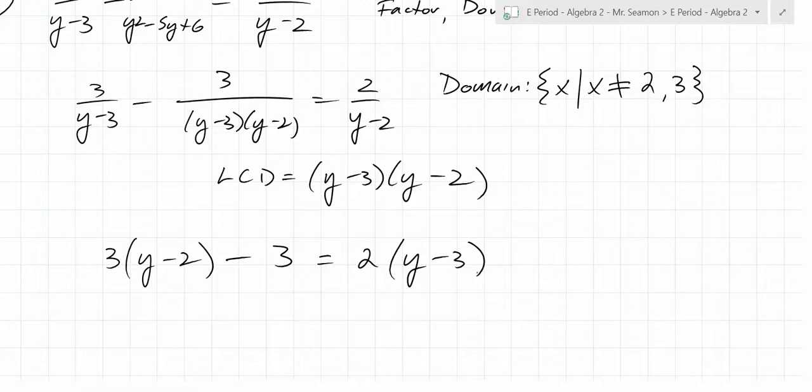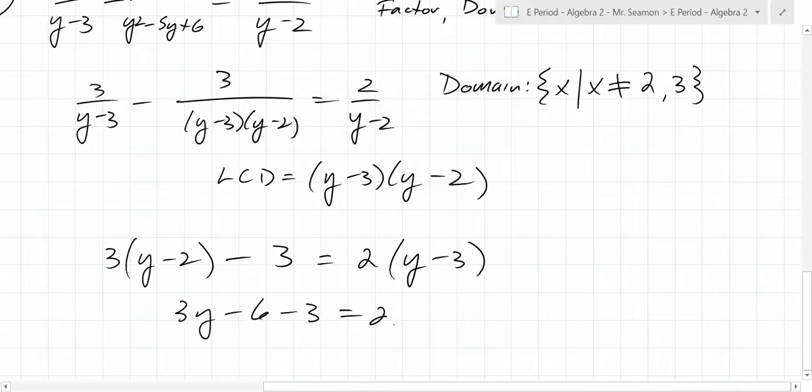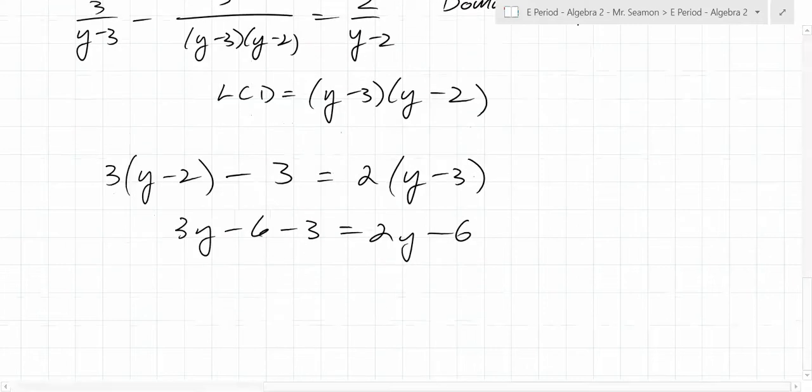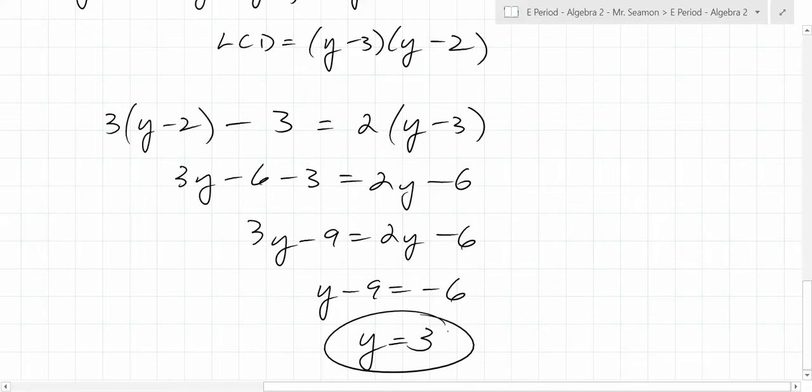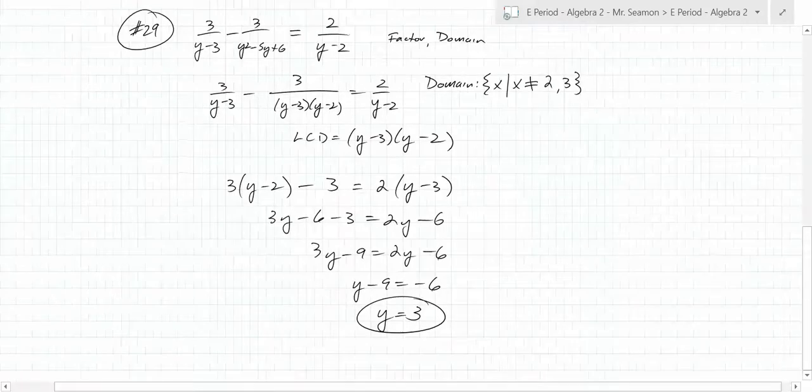Yeah. Now it's just a matter of distribution and simplifying, rather straightforward. 3y minus 6 minus 3 is equal to 2y minus 6. 3y minus 9 is equal to 2y minus 6. Subtract 2y, you get y minus 9 is equal to negative 6. So what does y equal? 3. Now, what's the last thing you do when you get an answer?